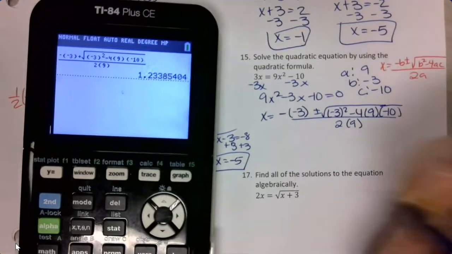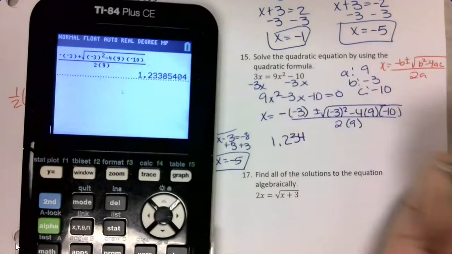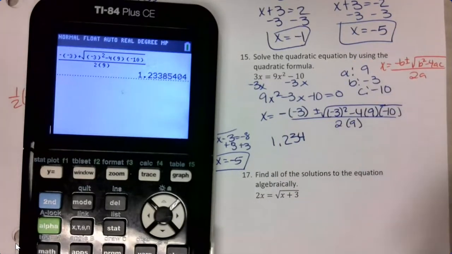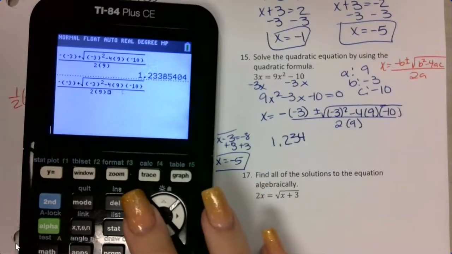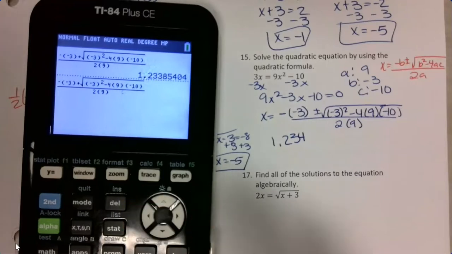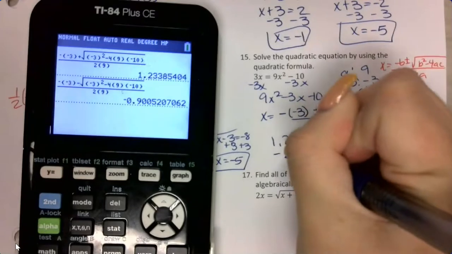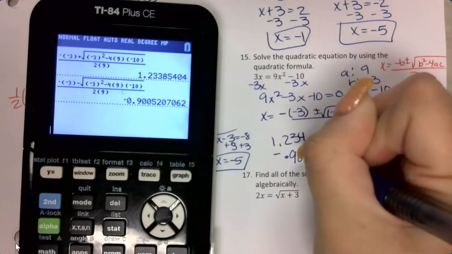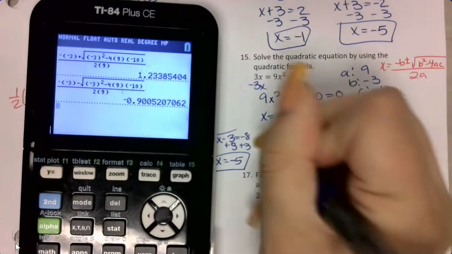I'm going to round to 3 decimal places, so this gives me 1.234. And then I want to do the same thing for the negative. If I press second enter, it copies the equation for me. So I can arrow back over and then change that plus sign up top to a minus sign. And this one gives me negative 0.901. So those are my two answers here.